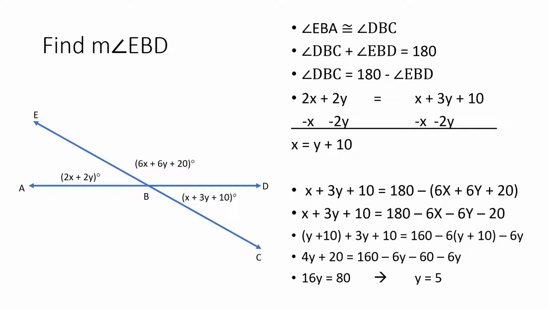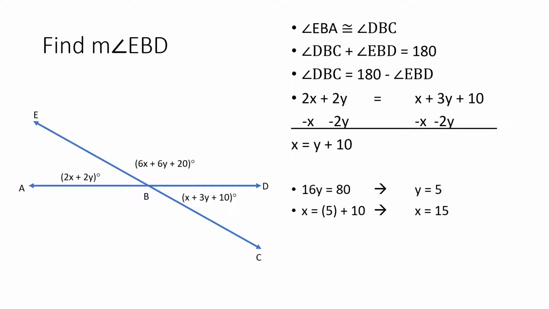Now what is x equal to? Well, we already know that x is equal to y plus 10, so x is equal to 5 plus 10, x must be equal to 15. Now that we know that, and we know that angle EBD is equal to 6x plus 6y plus 20, we can just plug in those values. When we do that, we find out that angle EBD is equal to 140.